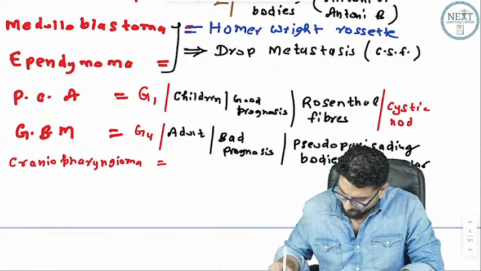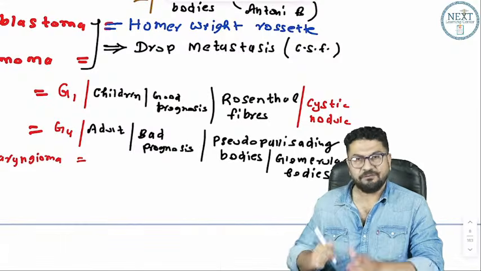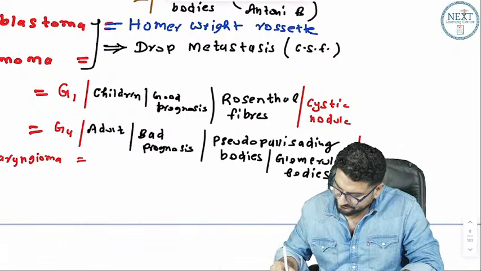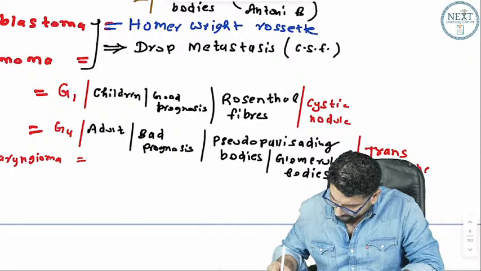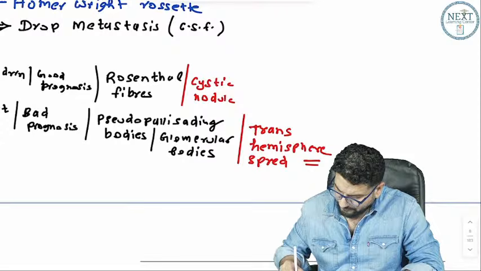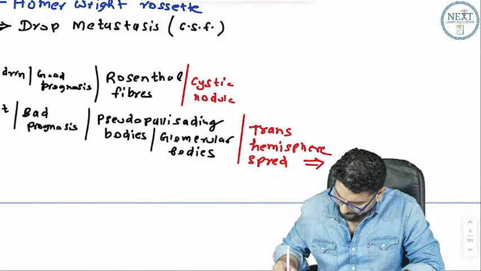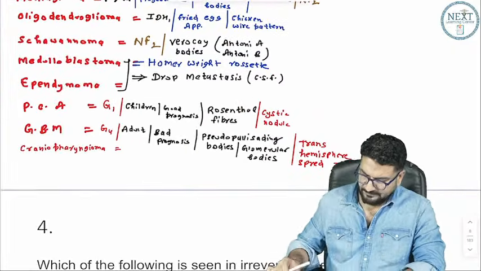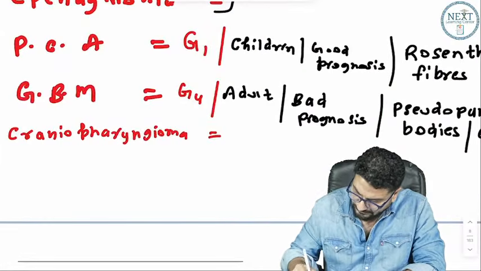And GBM, what they ask you, understand this thing. It's a tumor which spreads from one hemisphere to another hemisphere. So we call this transhemispheric spread. And because of transhemispheric spread, we call this a butterfly tumor. So this is about your GBM.